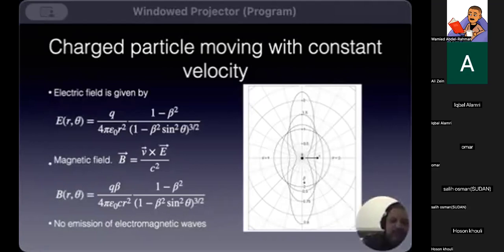So this is the original one. This is when V equals 0, this circle. As the charged particle moves with velocity, we find the magnitude of the electric field starts to increase in the vertical direction and decreases or shrinks in this horizontal direction. And now the charged particle will produce a magnetic field.